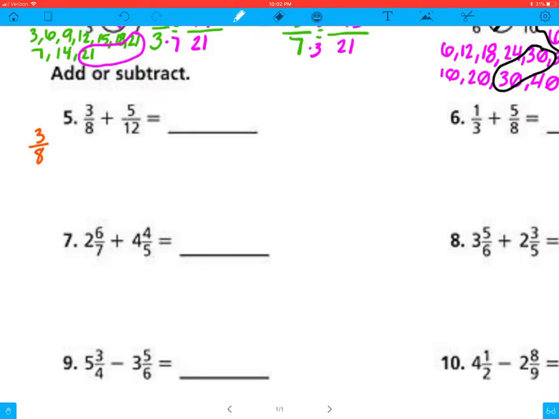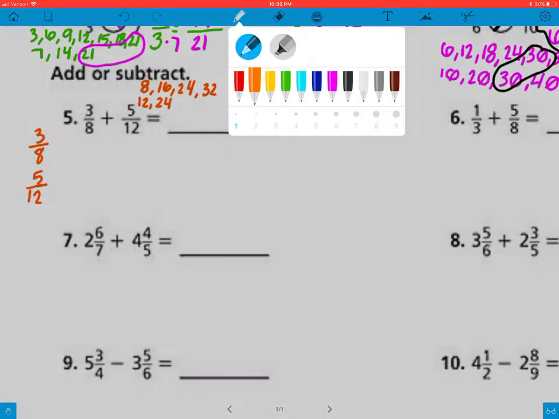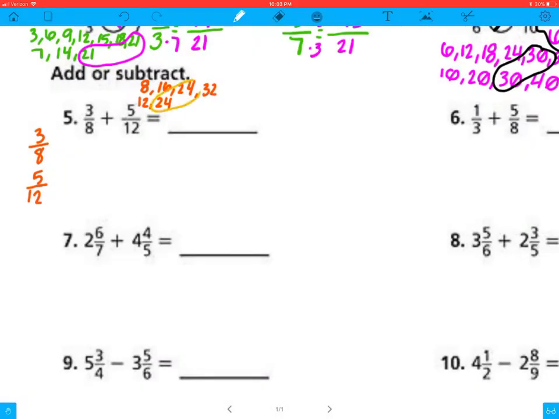So 3/8 and 5/12. I need to find a common denominator. Anytime I find a common denominator and I follow through with these steps, I'm finding an equivalent fraction, and that makes it so I'm able to truly compare. So 8, 16, 24, 36. I could go to 48, but I could go to 40, but I could just stop at the 24. The 24 is the common denominator.